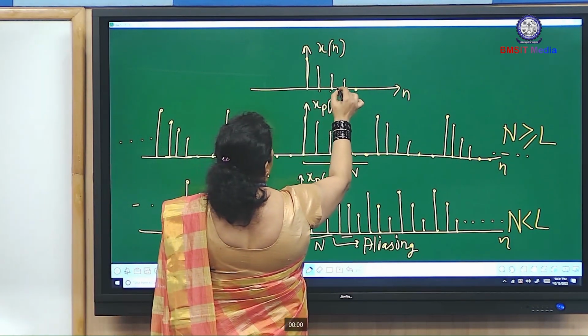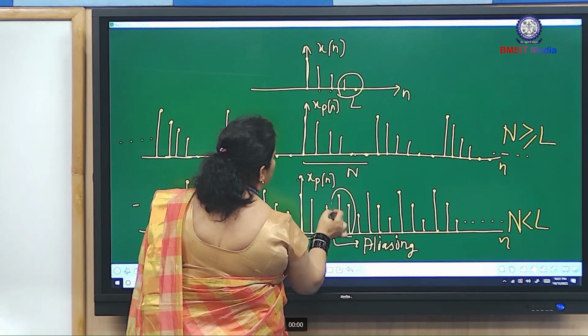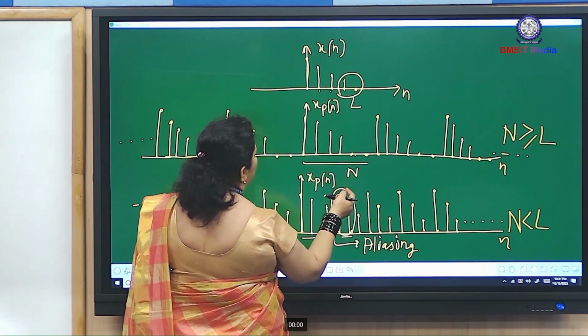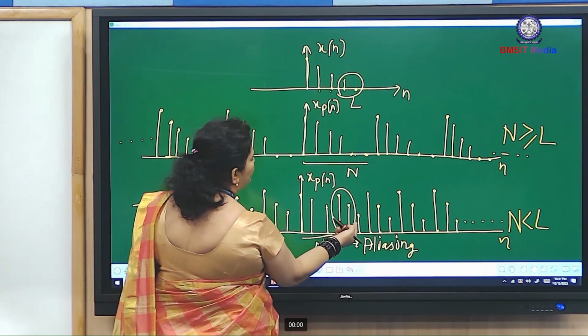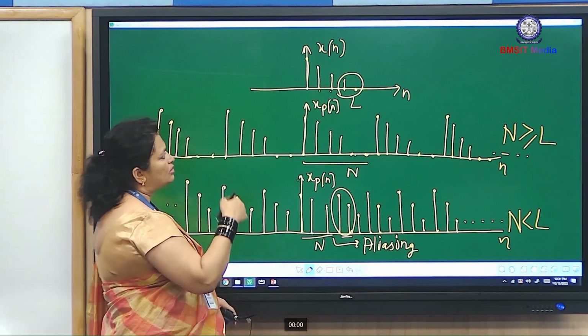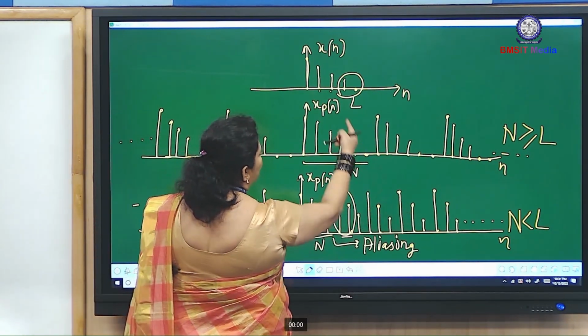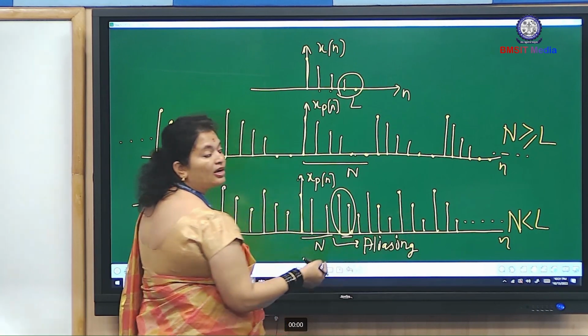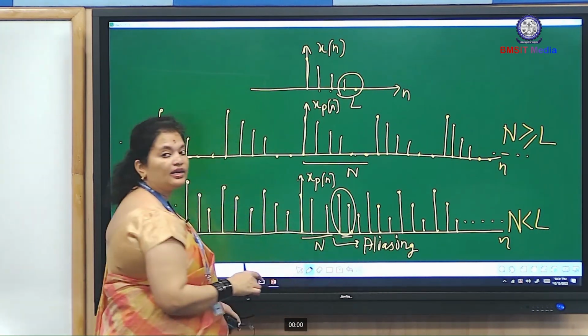I think you are able to understand. So these two samples and here these two samples are being overlapped. You can see these two samples are not present. They are being overlapped during periodic repetition, so those two samples are lost. Every time the signal is repeating, these two samples are lost. I mean they are hidden. They are being overlapped. That is called aliasing.